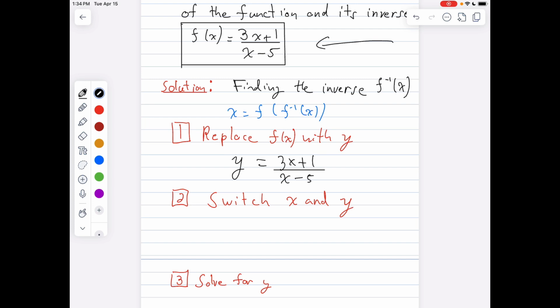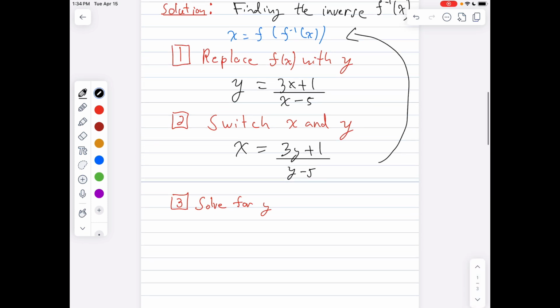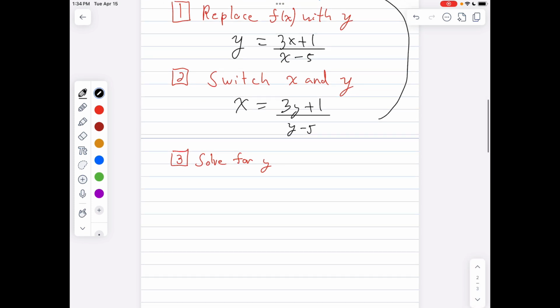We're going to switch x and y. I'm going to have x equals 3y plus 1 over y minus 5. And that step is due to that right there. And your task is this. Once you switch the x and the y, you're going to solve for y. Okay? So this is always going to work out in this manner. Step 1, replace the f of x with y. Step 2, switch x and y. And step 3, solve for y.